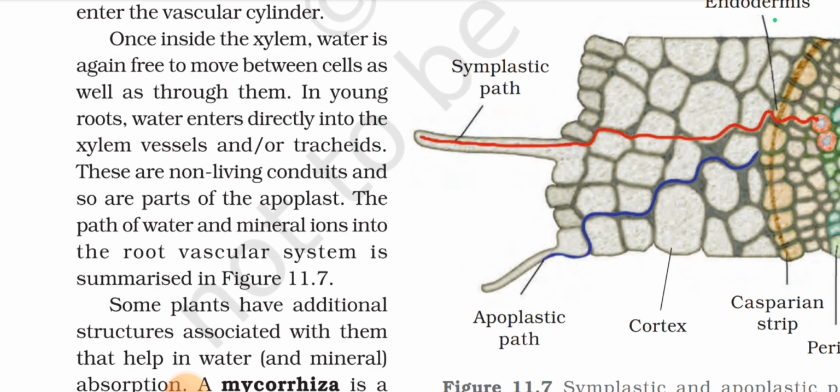Once inside the xylem, water is again free to move between cells as well as through them. In young roots, water enters directly into the xylem vessels and tracheids. These are non-living conduits and so are parts of the apoplast. The path of water and mineral ions into the root vascular tissue is summarized.